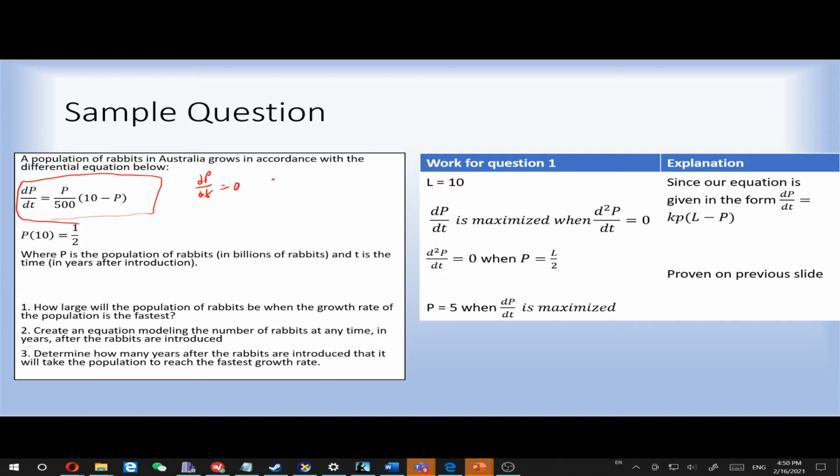When P equals 0 and P equals 10. Okay, so the maximum that our population could be is 10 right now, which means we could approach 10 billion rabbits total in Australia. But after that, maybe there's not enough food in all of Australia to support more population growth.